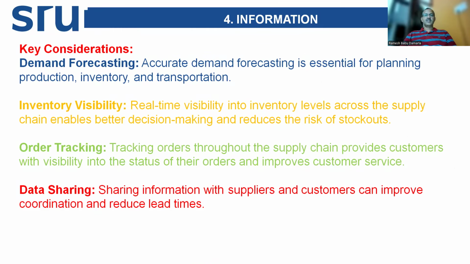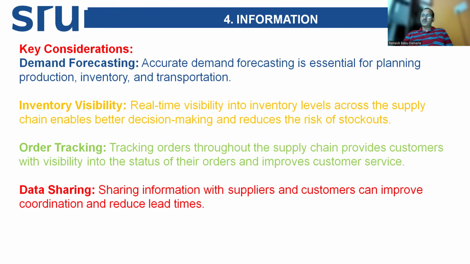Let us see the key considerations of information. It affects demand forecasting. Accurate demand forecasting is essential for planning production, inventory, and transportation. Inventory visibility. Real-time visibility into inventory levels across the supply chain enables better decision making and reduces the risk of stockouts. Order tracking. Tracking orders throughout the supply chain provides customers with visibility into the status of their order and definitely improves customer service. Data sharing. Sharing information with all suppliers, tier 1, tier 2, tier N, suppliers of raw materials and components, and customers can improve coordination and reduce lead times.